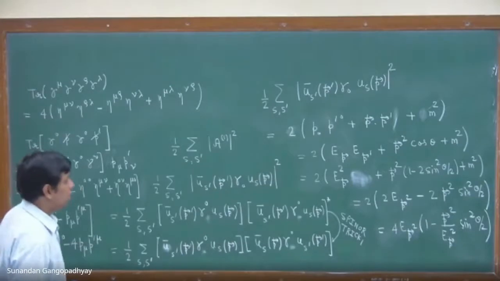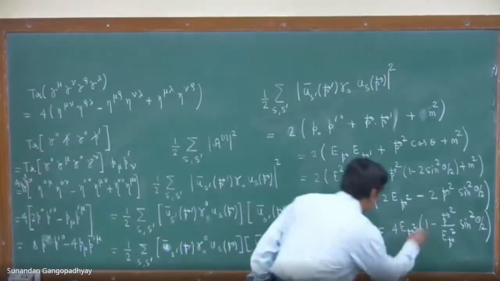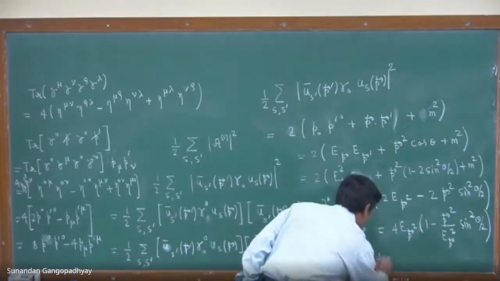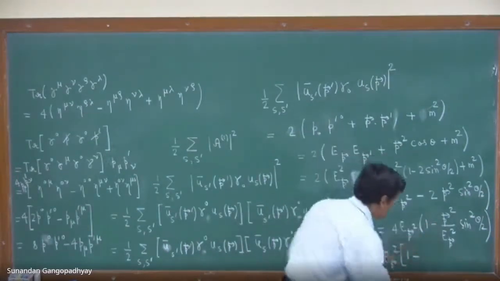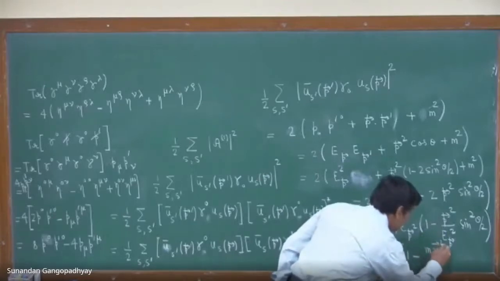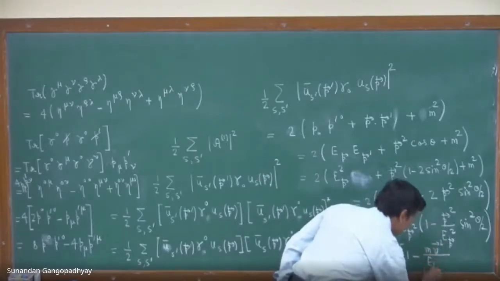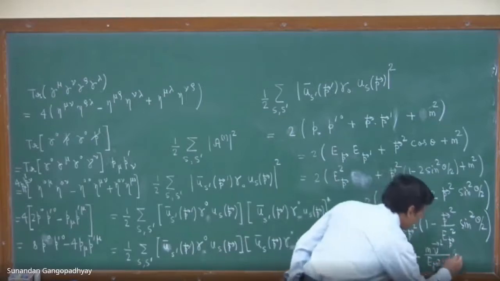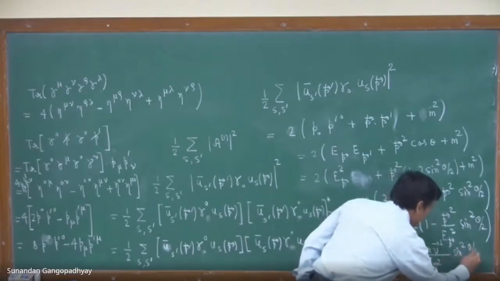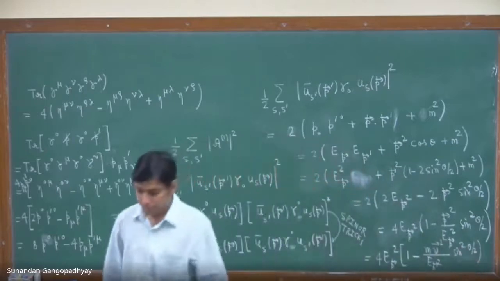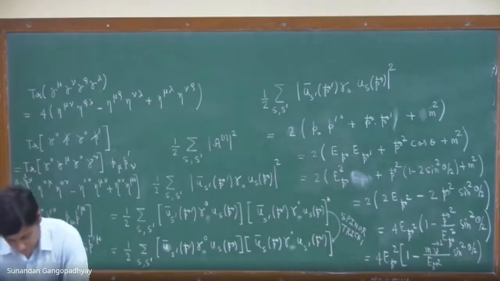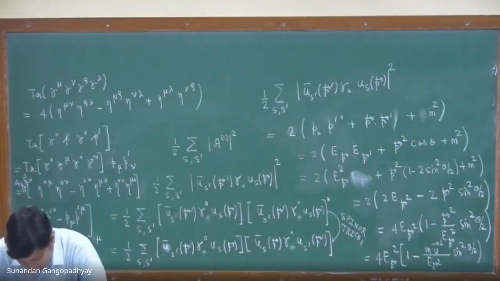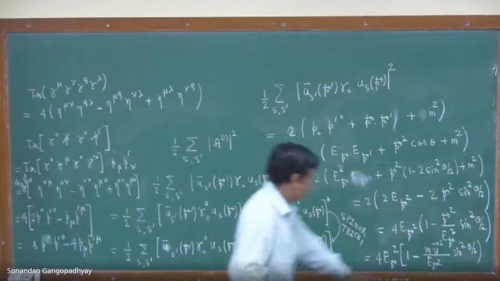And we are almost there now. You can write this as 4 EP square times 1 minus P vector square, which is 8 P vector square by EP square sin square theta by 2. This is P square.